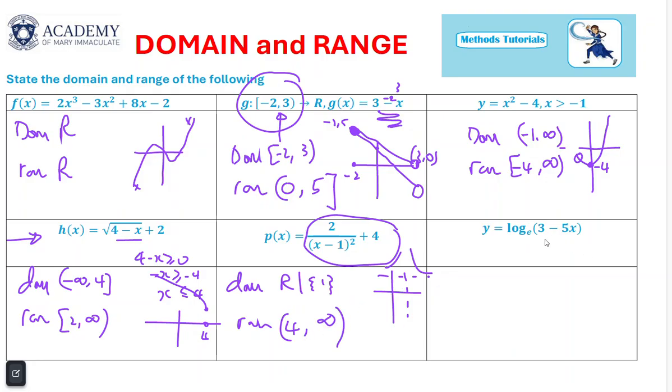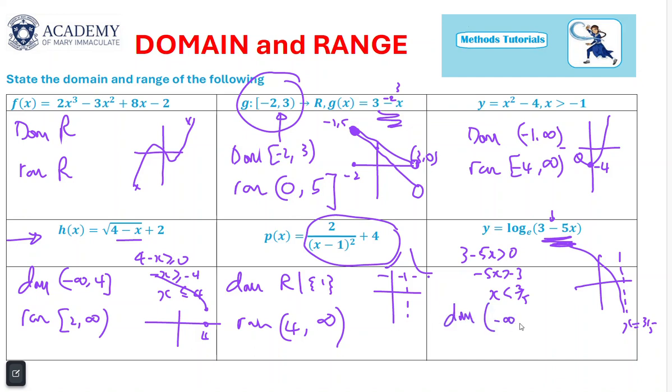And then looking at my logarithm, inside here has got to be bigger than 0. So 3 minus 5x is bigger than 0. Minus 5x is bigger than negative 3. x is less than 3/5. So I'm going to have an asymptote at x equals 3/5, and it's going to shoot to the left because of the reflection, which means my domain is negative infinity up to 3/5 non-inclusive, and my range is all real numbers.